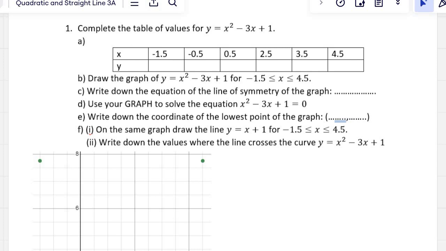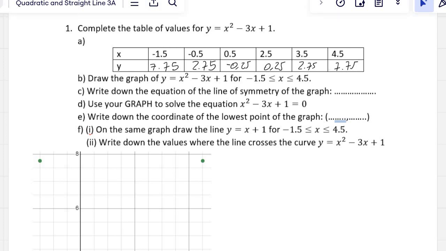You have a table of values for x: minus 1.5, minus 0.5, and so on. All of you did this part A well, because you had to replace minus 1.5 in the equation, minus 0.5 also in the equation, and complete the table of values. I'm not going to do that because you already did it in the exam, so I'm just going to write the answers. Okay, I have completed the table.